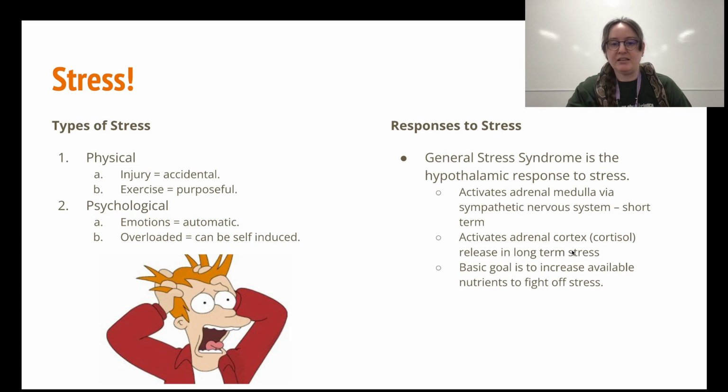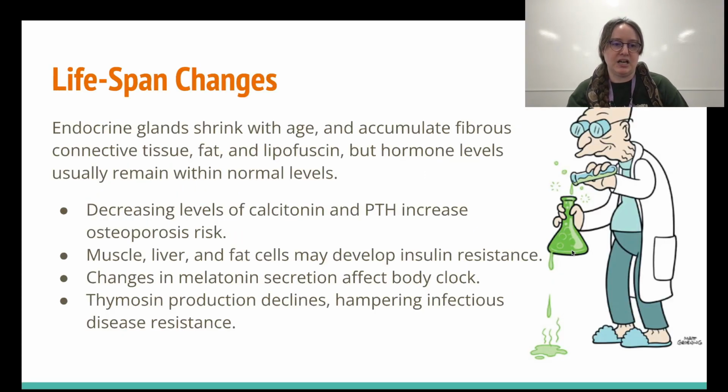So there you go. Now, lifespan changes. Endocrine glands shrink with age and accumulate fibrous connective tissue, fat, and lipofuscin, but hormone levels usually remain within normal levels. Decreasing levels of calcitonin and increasing parathyroid hormone unfortunately make your blood calcium go out of whack, and you get into osteoporosis risk.